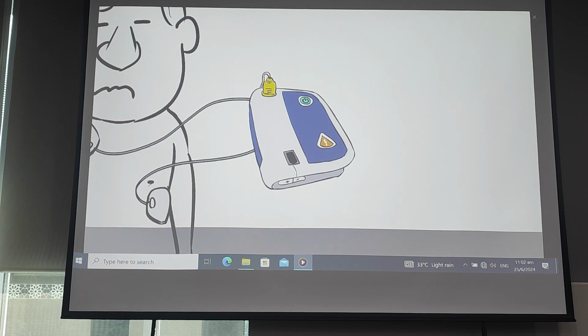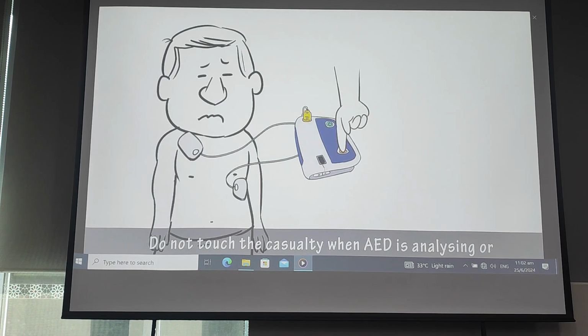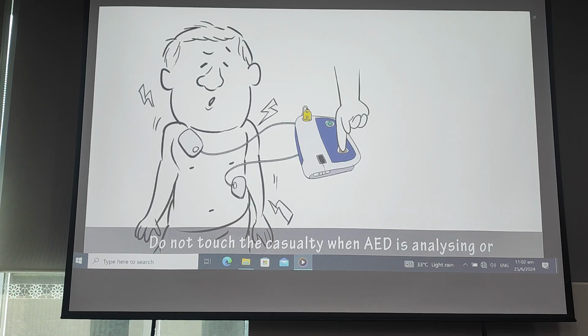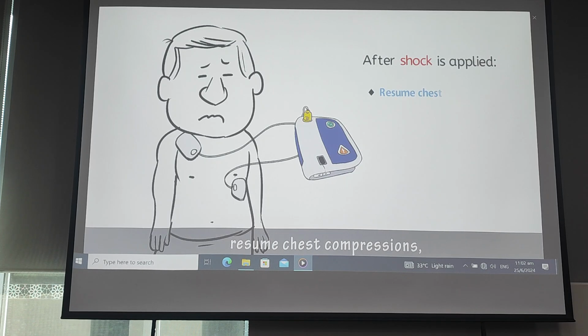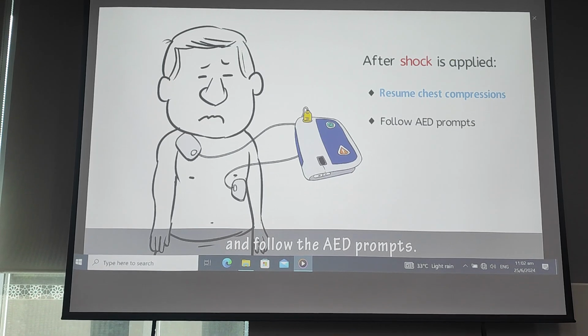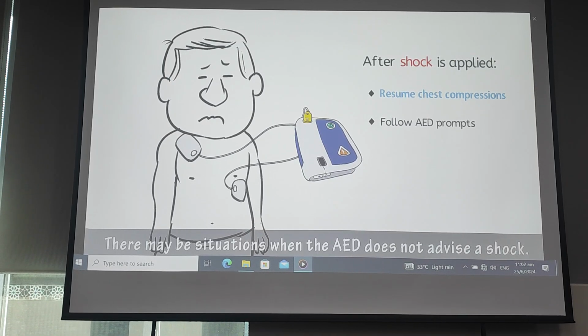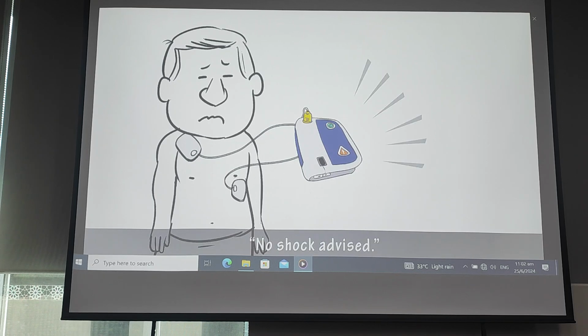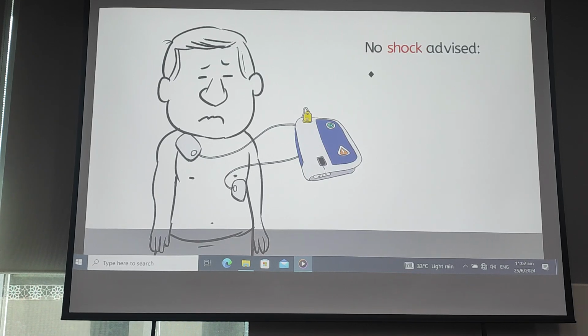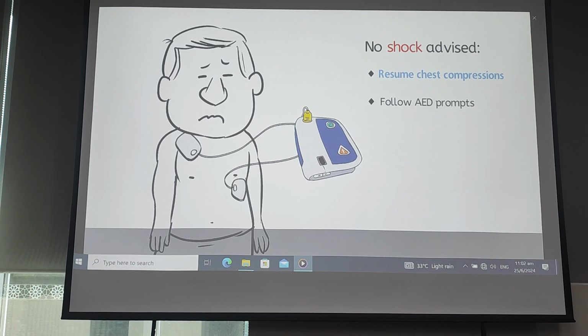Shock advised. Do not touch the casualty when the AED is analyzing or delivering a shock until prompted safe to do so. After the shock is applied, resume chest compressions and follow the AED prompts. There may be situations when the AED does not advise a shock. No shock advised. Resume chest compressions and follow the AED prompts.